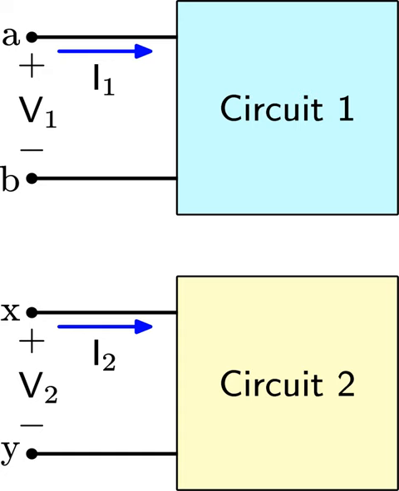I = I_O (e^(V/V_T) - 1), where I and V are the instantaneous current and voltage.